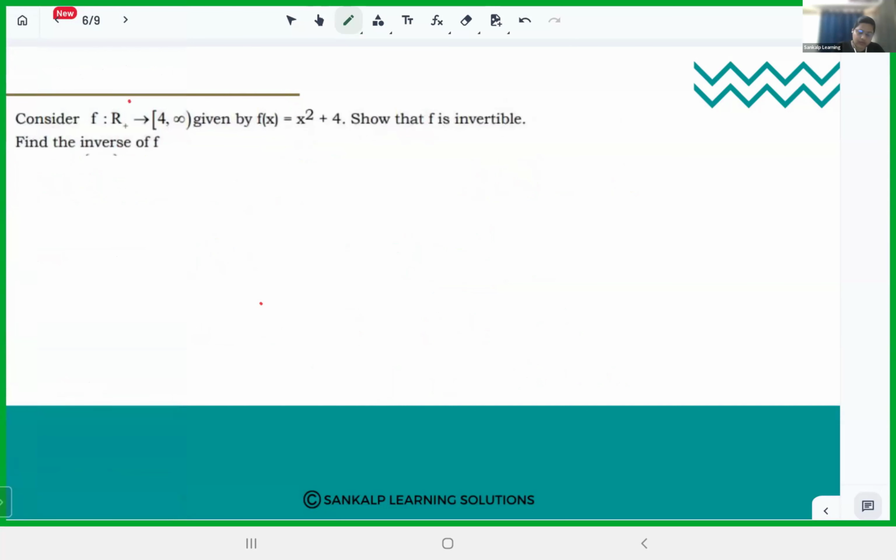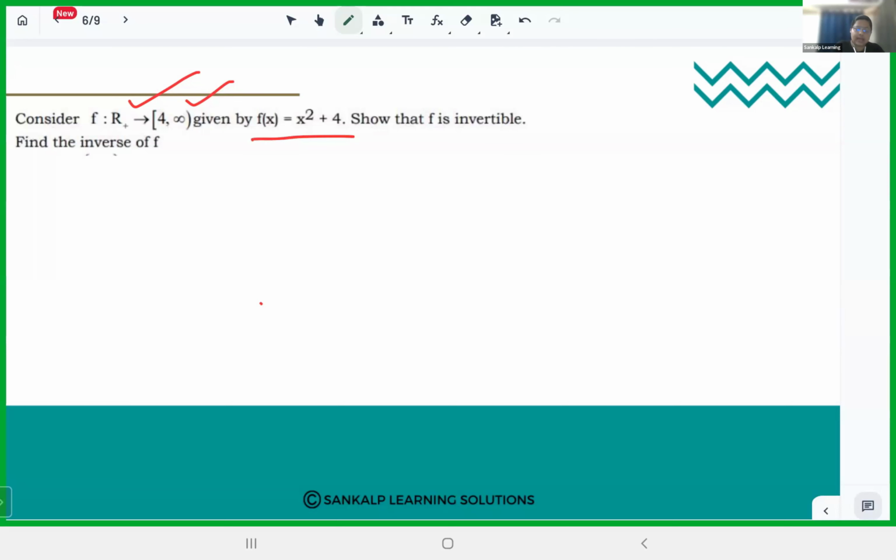Okay, so f is defined from R plus. What do you mean by R plus? R means real numbers, it contains all types of numbers, but R plus means the set of positive real numbers. The codomain is the closed interval 4 to infinity. What does that mean? The codomain only contains the numbers from 4, including 4, up to infinity. That is, the numbers greater than or equal to 4 are included in the codomain, which means numbers less than 4 are not included.